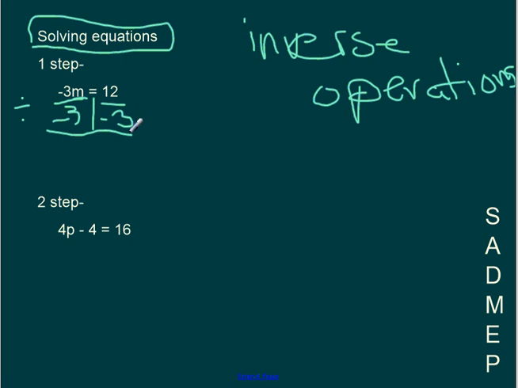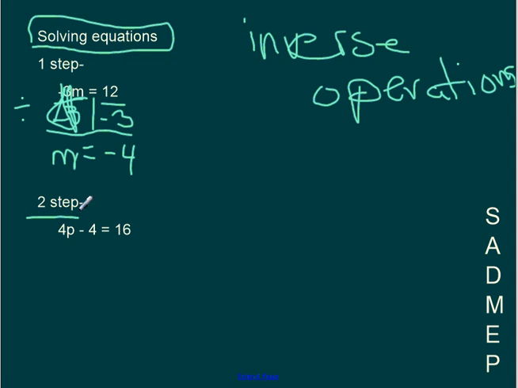So when I divide both sides by negative 3, on the left-hand side, my multiplied by negative 3 and my divided by negative 3 cancel, and I'm left with m. And then I can bring my equal sign down, and I have 12 divided by negative 3. A positive divided by a negative is a negative, and 12 divided by 3 is 4. Okay? Now let's look at a two-step equation, which is a little bit more complicated.